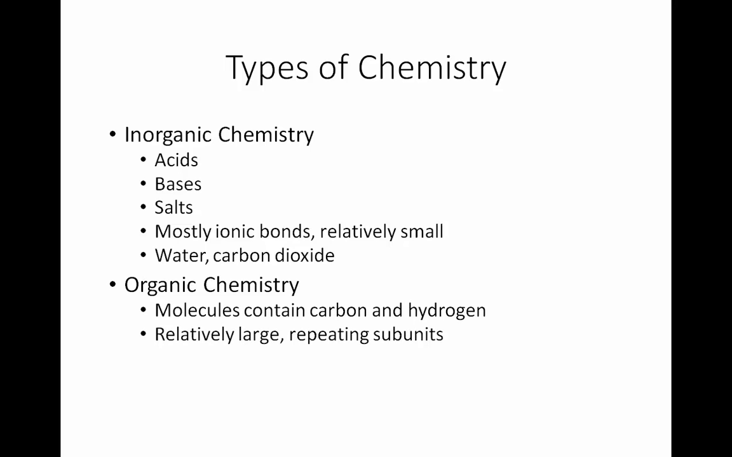Now, most organic molecules are relatively large. The smallest organic molecule is methane, which is 1 carbon and 4 hydrogens. After that, they're pretty good sized molecules. Organic molecules are also made up of repeating subunits called monomers that are strung together to make polymers. So organic chemistry is sometimes referred to as polymer chemistry.